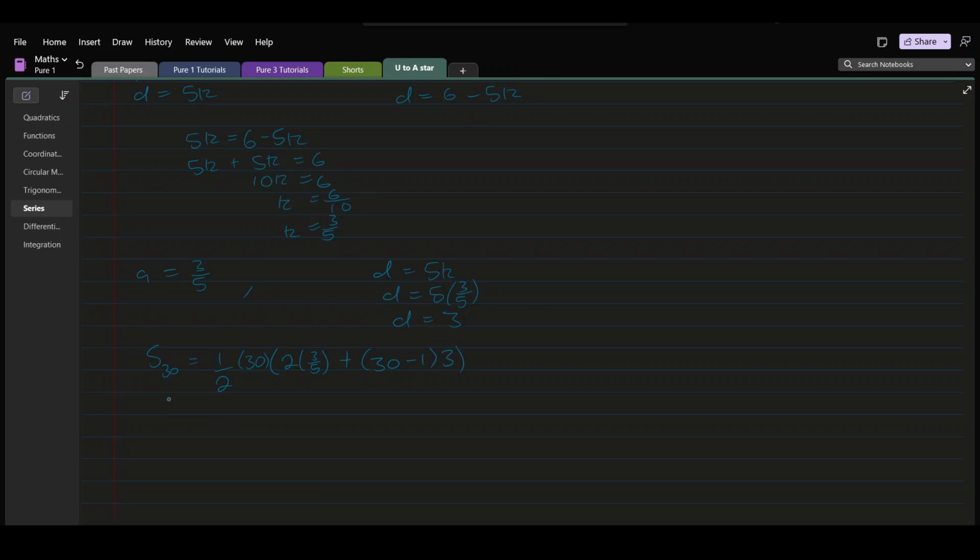Now let's punch this into our calculator, and we should get our answer. So that's half times 30 times 2 times 3 over 5 plus 30 minus 1 times 3, and that gives us 1323, and this would be our final answer.